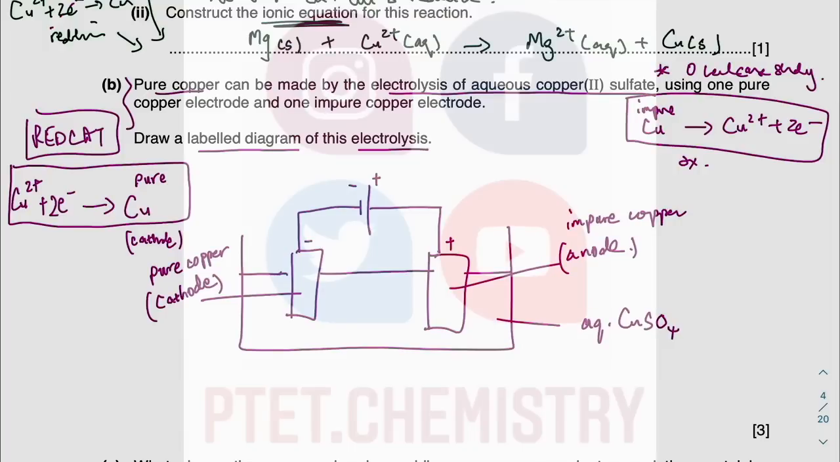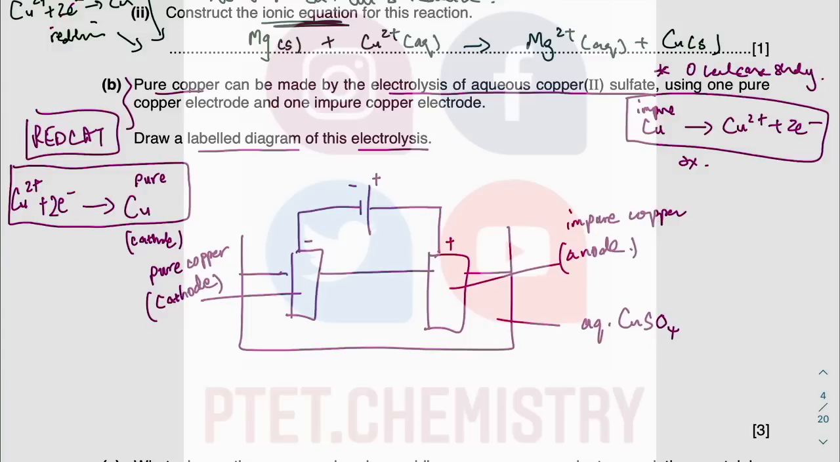What you will see is you might get some anode sludge, because impurities form at the bottom of the anode. They don't go to the cathode at all. Only the Cu2+ goes to the cathode and gives pure copper there. You can get anode sludge down there. What you could see also is that the size of the anode will get smaller and the size of the cathode will get bigger.